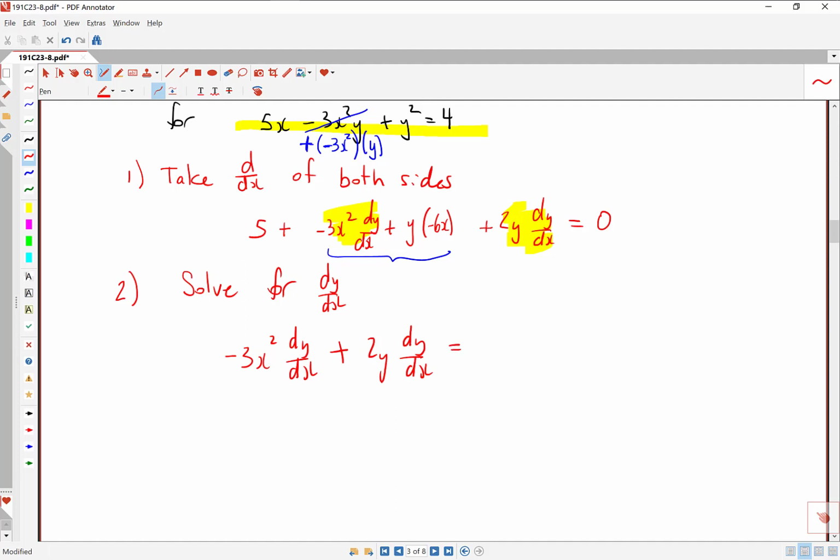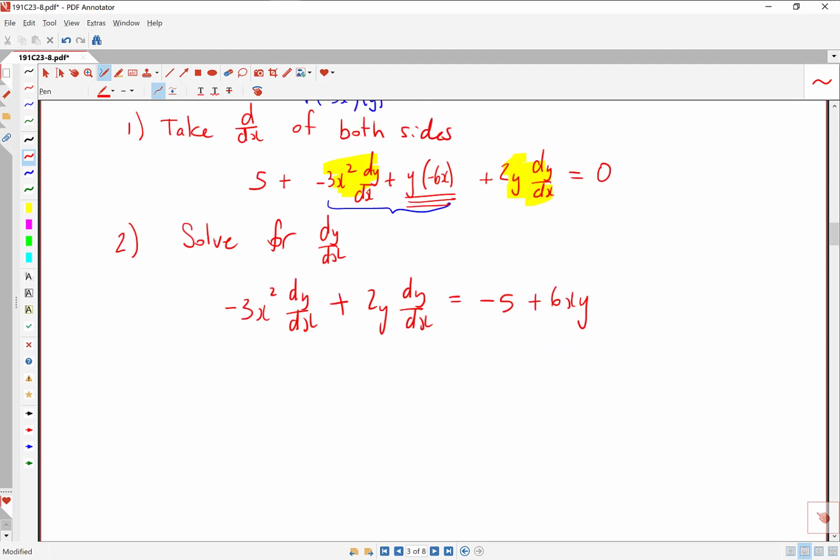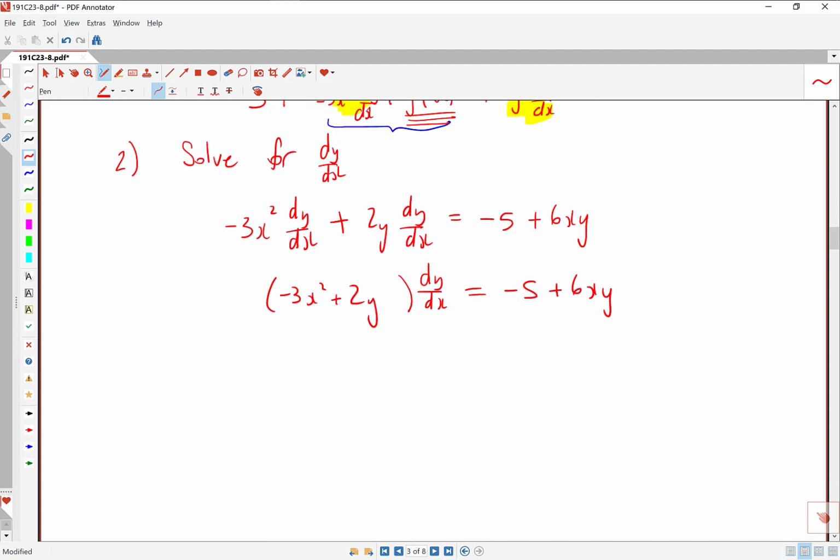The other two terms are going to move over to the right and they'll change their signs. So we'll have a minus 5, and then we can call this guy here a plus 6xy. So now that you've got only dy/dx terms on the left, you can factor. So pull out a dy/dx. We're left with minus 3x squared plus 2y. Stuff on the right stays the same. And then magically, we can divide by all the stuff in the brackets here, and we will have our dy/dx.